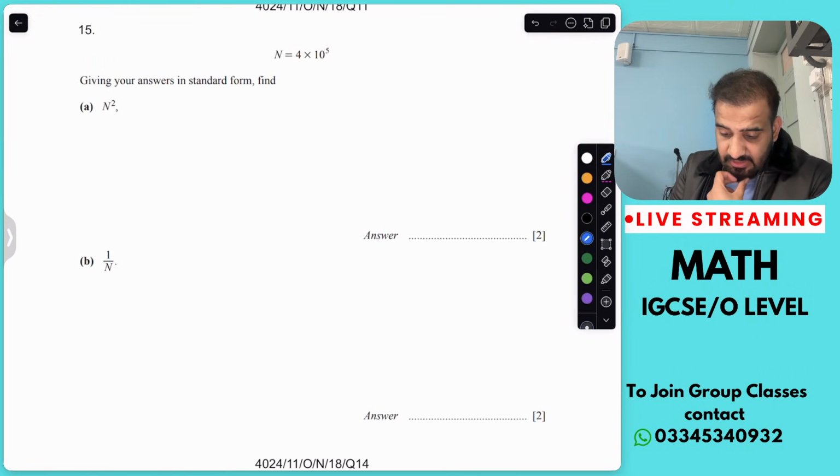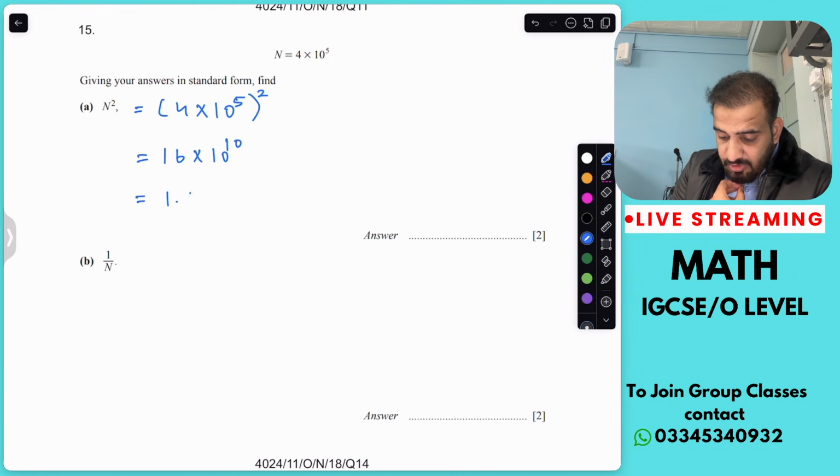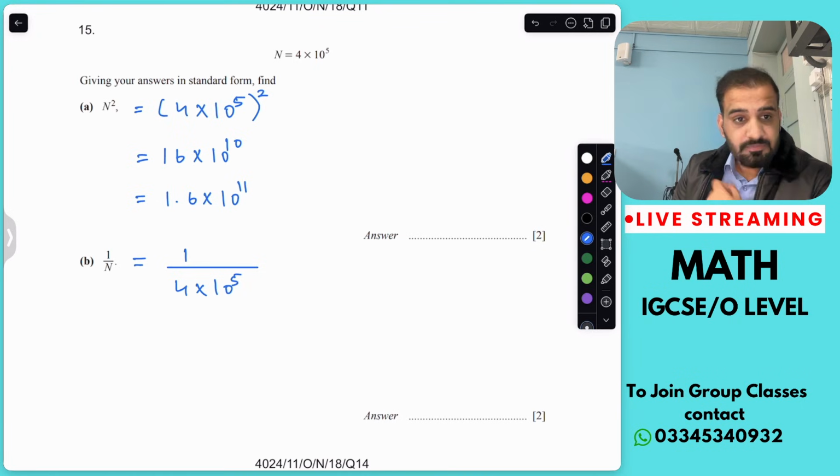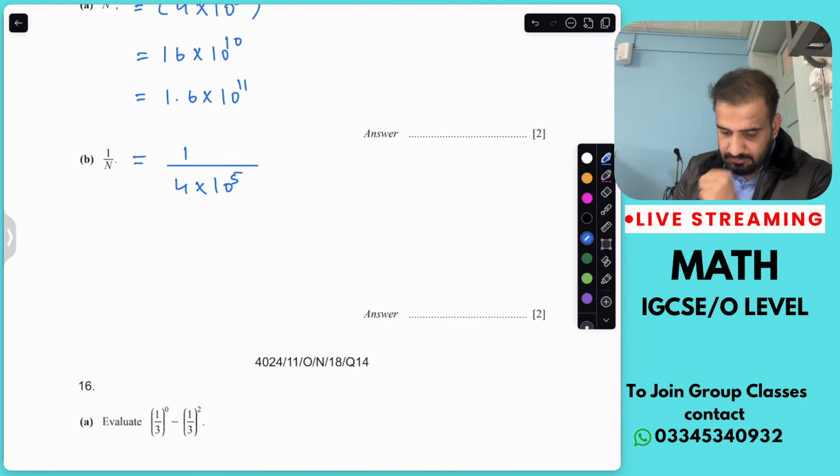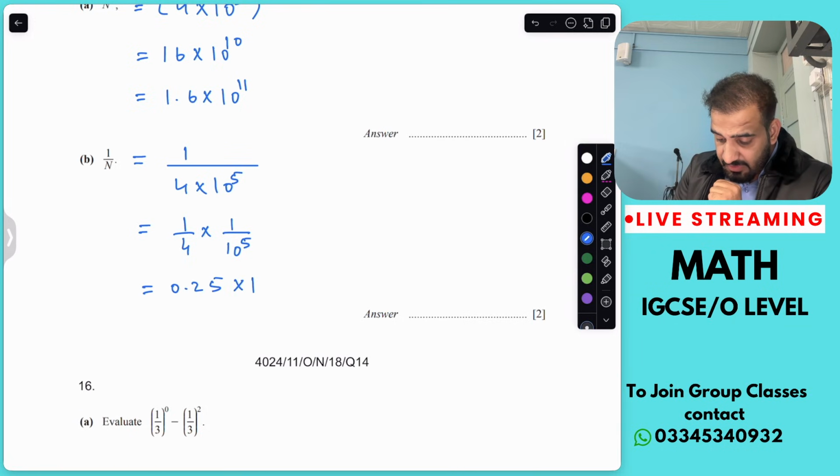Question 15, n square. So 4 cross 10 raised to power 5, square on it. So 16 cross 10 raised to power 10. So 16 can be written as 1.6 cross 10 raised to power 11. 1 over n means 1 over 4 cross 10 raised to power 5. So it can be written as 1 over 4 cross 1 over 10 raised to power 5. It can be written as 0.25 cross 10 raised to power negative 5.